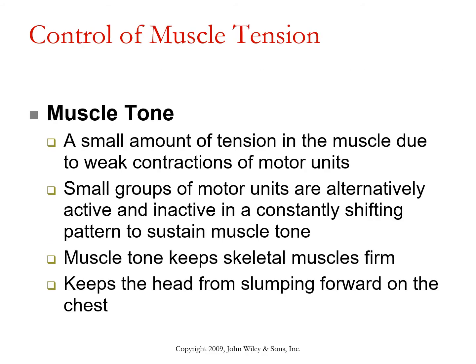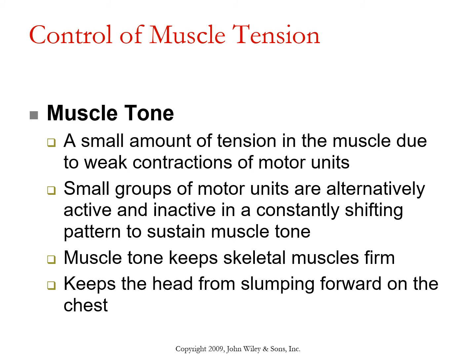All right, we're finishing up. Let's look at muscle tone. Even when you're not physically active, your muscles are contracting, and that is called muscle tone. It's a small amount of tension in the muscles due to weak contractions signaled by motor units. So recall that a motor unit is a single somatic motor neuron and all the skeletal fibers it signals. So even at rest, small groups of motor units are alternatively active and inactive, or contracting and relaxing, consistently to sustain muscle tone.